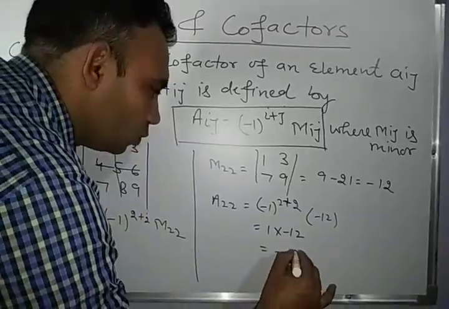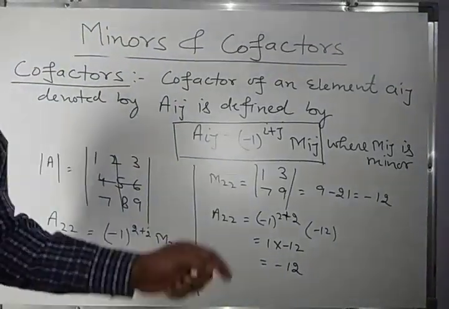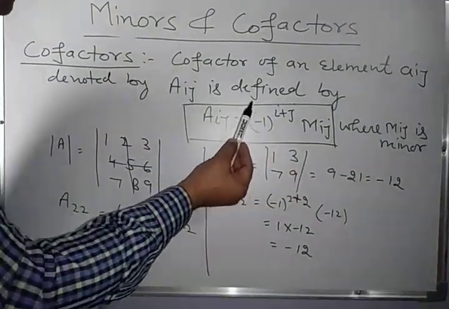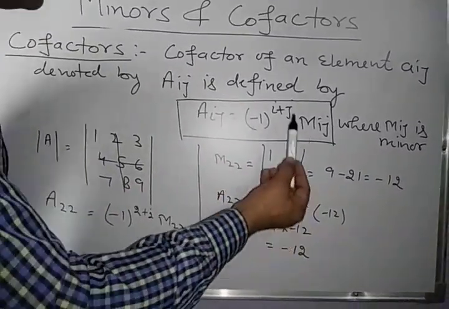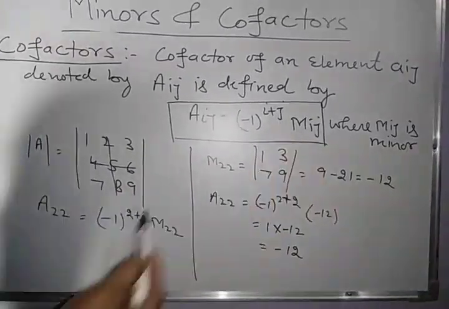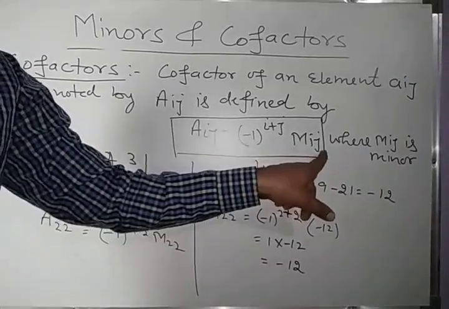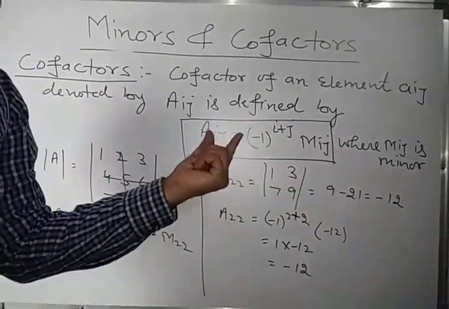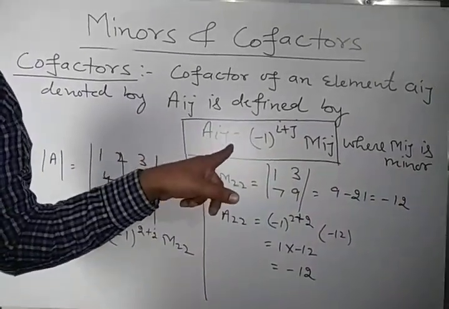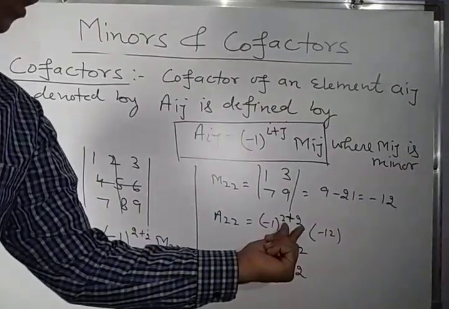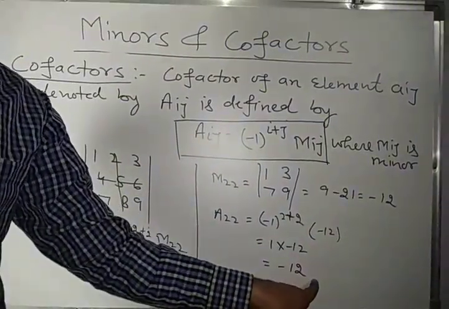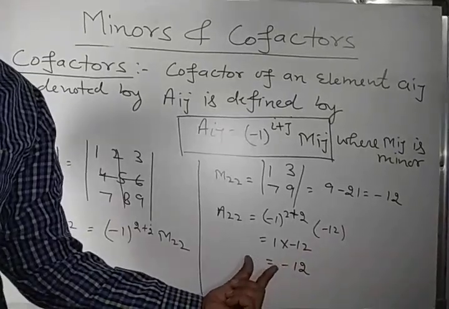So the answer is minus 12, which means that cofactors are only a change of sign in the minor, depending on the row number and column number. For an element where the sum of the row number and column number is even, there is no change. If it is odd, then the sign changes.